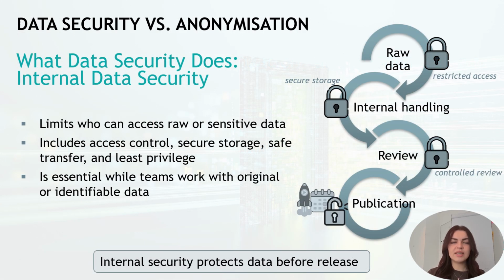Internal data security is about protecting data while teams still work with the original data set. At this stage, the data may still contain personal or otherwise identifiable information. So, access needs to be controlled carefully. This includes secure storage, safe transfer, restricted access, and least privilege. In open data work, that matters because cleaning, review, and risk assessment usually happen before publication.